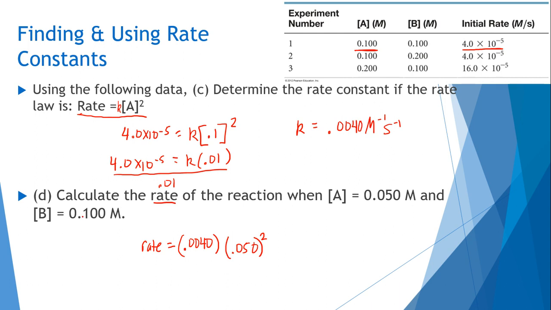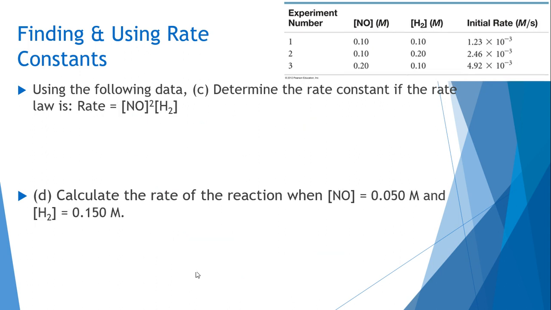Here it also gives me a value for B, but since B is not part of my rate law, I can exclude that because it's not going to affect my rate at all. So I can plug this into the calculator. I can take 0.050 and square that, and then multiply that by my k value. When you get that, your rate equals 1 times 10 to the -5th. But in order to keep 2 sig figs, I'm going to put 1.0 times 10 to the -5th. And again, rate is always going to be the same units, molarity per second. So there we go.